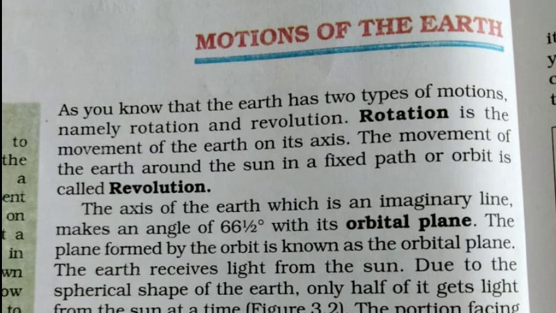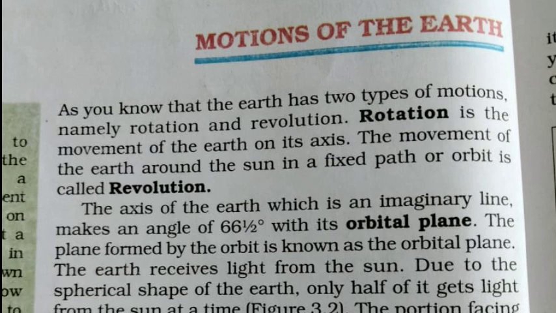Next is orbital plane. The axis of the earth, which is an imaginary line, makes an angle of 66.5 degrees with its orbital plane. The plane formed by the orbit is known as the orbital plane.